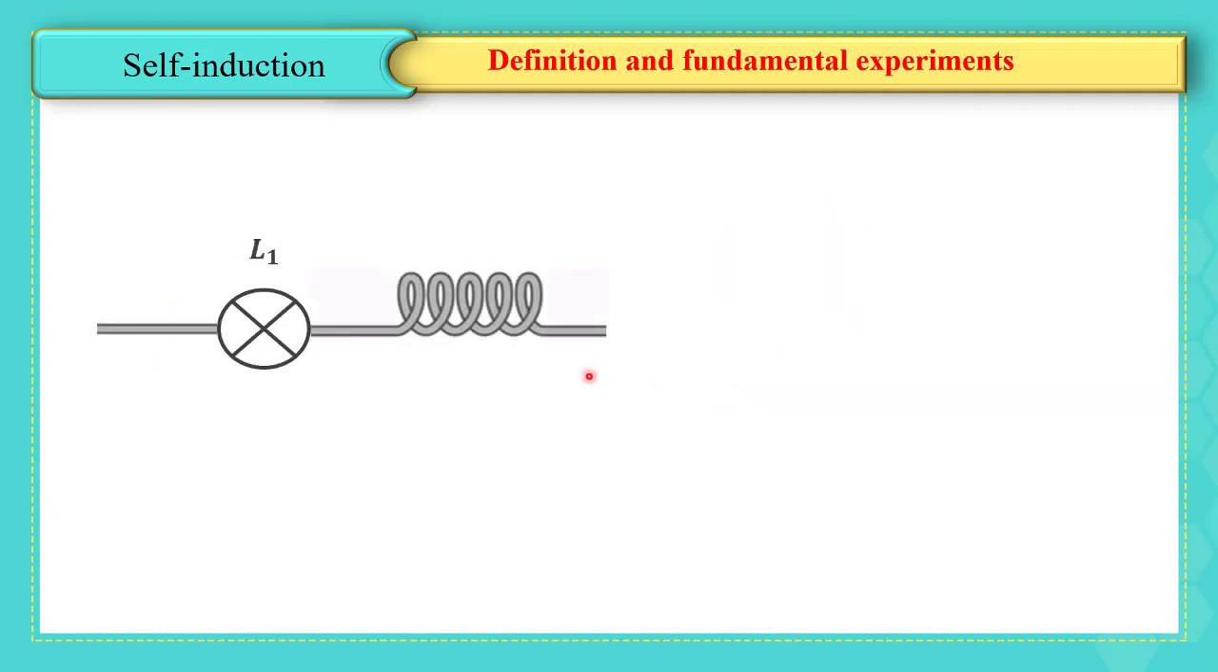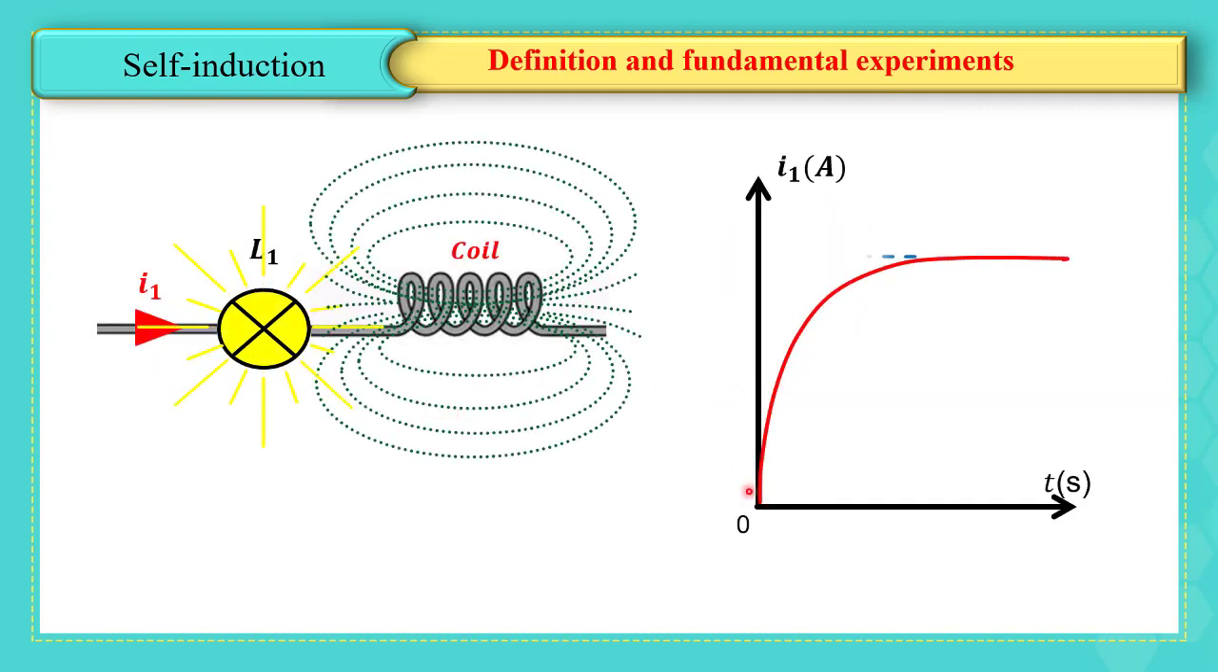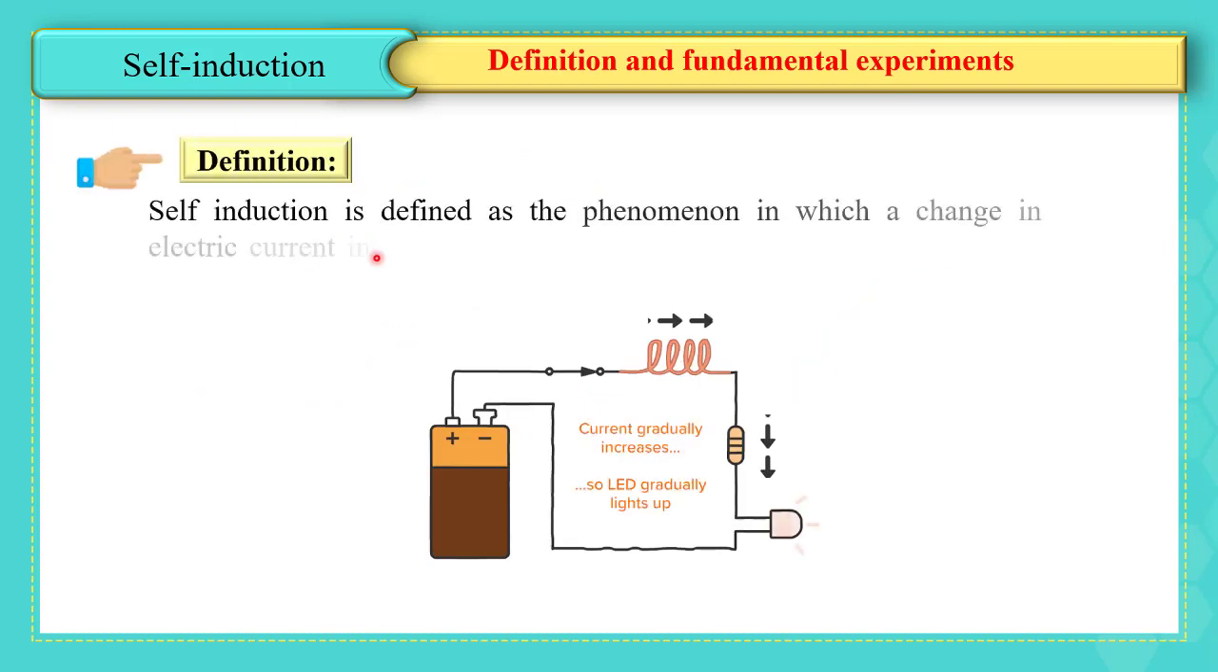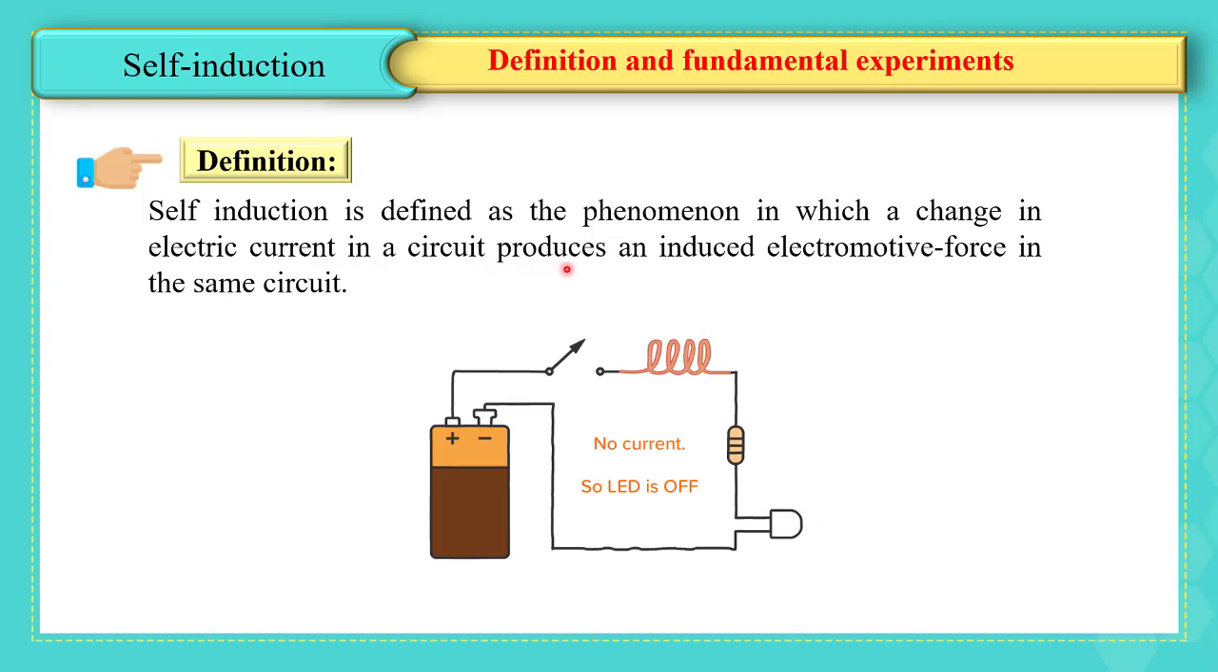Faraday's law can be used to describe this effect. As the current increases with time, the magnetic flux through the circuit loop also increases with time. This increasing flux creates an induced EMF in the circuit. The direction of the induced EMF is opposite to that of the EMF of the battery. The induced EMF causes a current which would establish a magnetic field opposing the change in the original magnetic field. So self-induction can be defined as the phenomenon in which a change in electric current in a circuit produces an induced electromotive force in the same circuit.